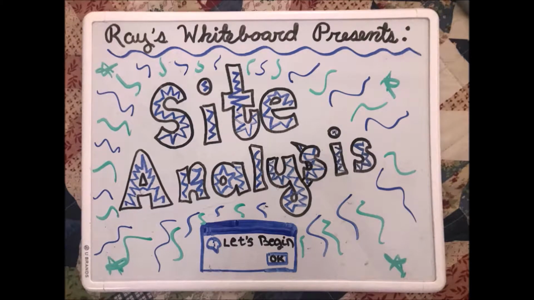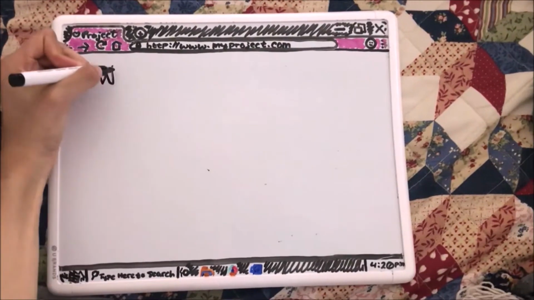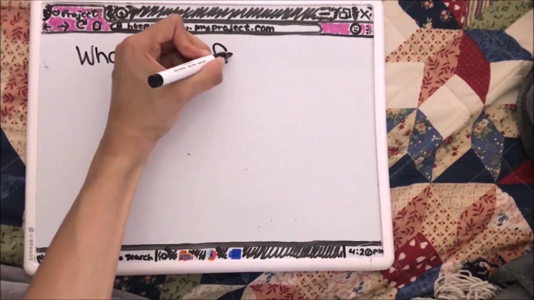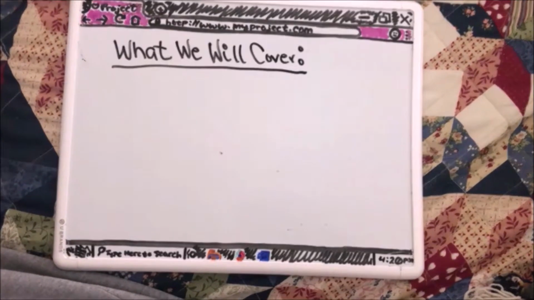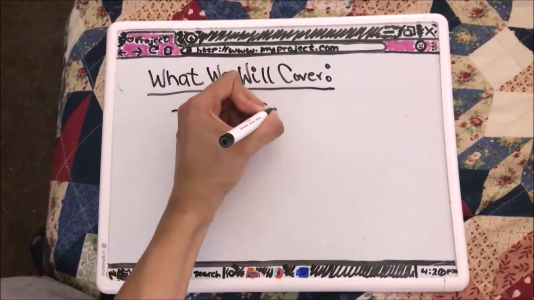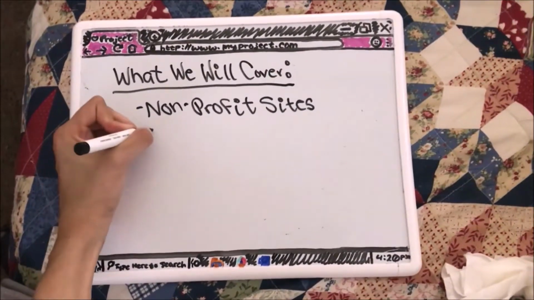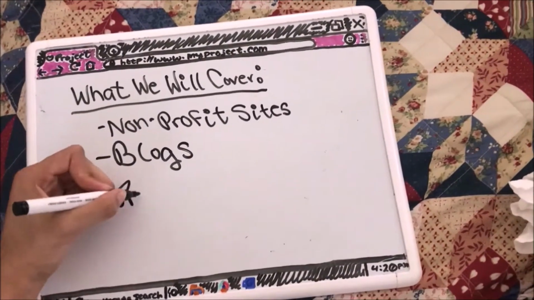Today's whiteboard presents Site Analysis. Today we will compare and contrast the three main sites we encounter out on the internet today: nonprofit sites, blogs, and private sites.